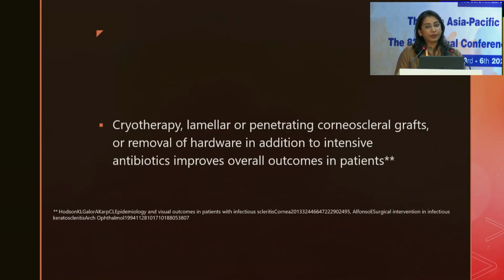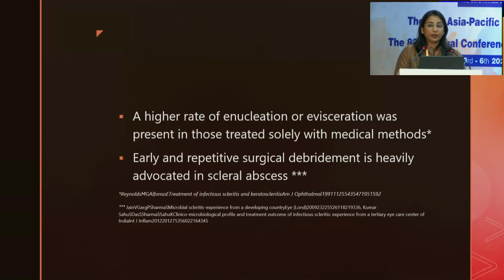As I said, there are many theories which say that you have to intervene early in cases of a large scleral abscess. So you can use cryo, or a lamellar graft, or a PK, as we have already seen, for a better outcome for the patients. If we don't, then it could lead to enucleation or evisceration. So early and repetitive surgical debridement is heavily advocated in scleral abscess patients.